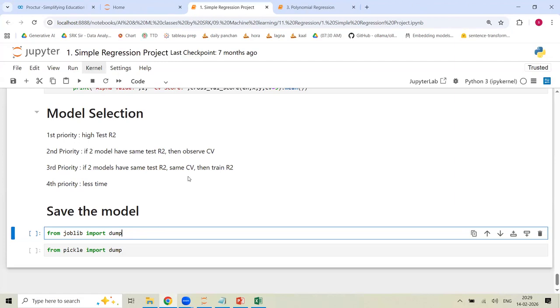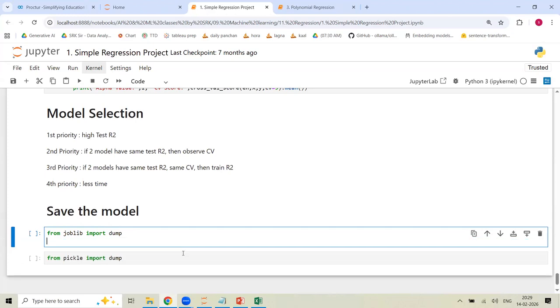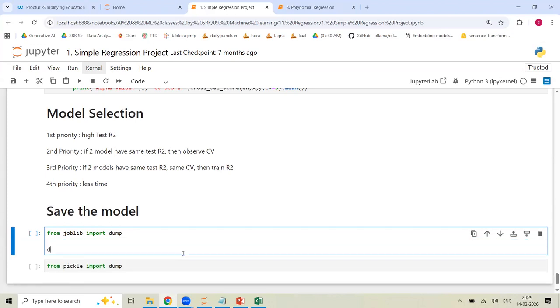Okay, from joblib, you are going to import the dump function. After importing dump, inside the dump you are going to write the model name. What is your best model? The best model name you have to write here. What is your model name? NLR model, LR model. Which is your best model? So the NLR model is our best model for our data set. So we are going to save the NLR model.